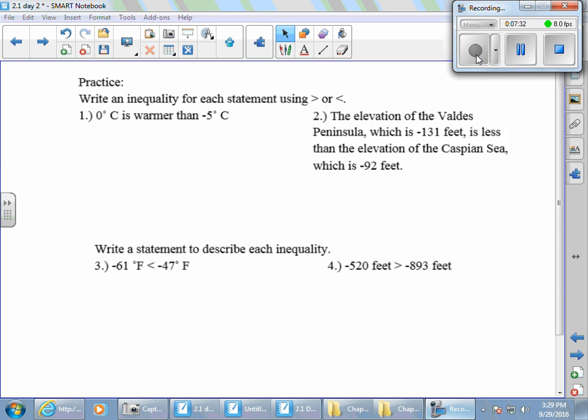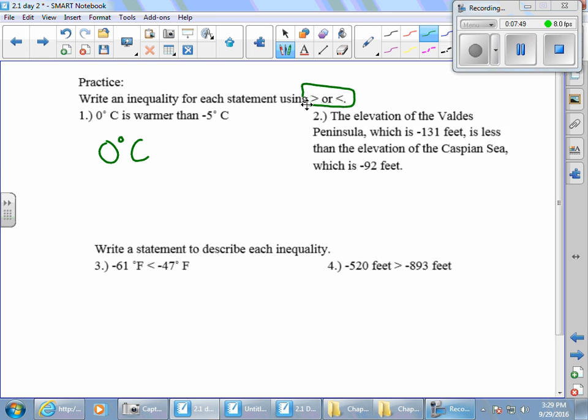All right, as we begin to practice, here it wants to write an inequality for each statement. So it has words, so we're going to use greater than or less than, okay? It says 0 degrees Celsius is warmer than negative 5 degrees Celsius. So I have my numbers, my labels. I need to decide which is bigger. I have 0 and I have negative 5. If it's warmer, that means on a thermometer it's going to be higher up, which means this one's bigger. So 0 degrees Celsius is warmer than or greater than negative 5 degrees Celsius.